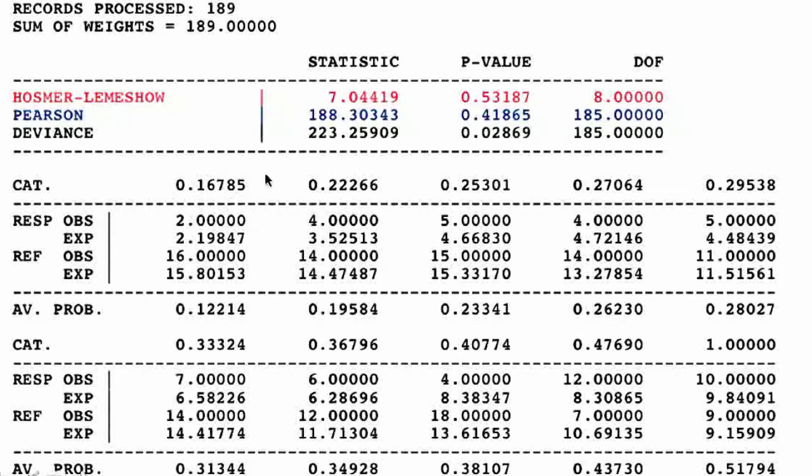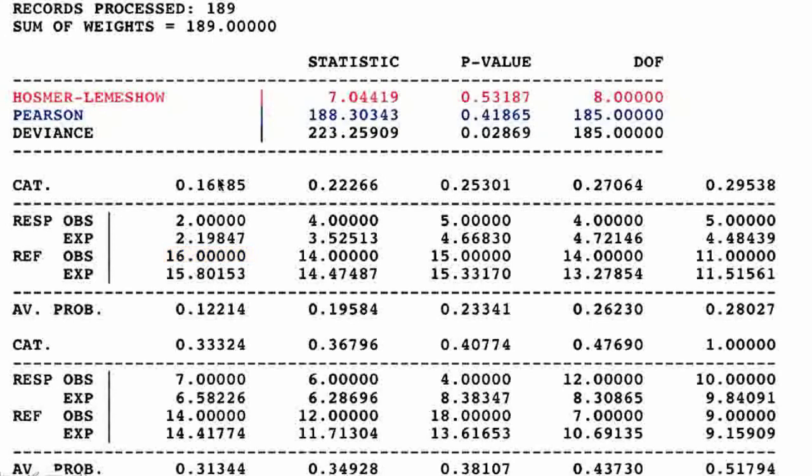And so you can see here, this table is telling us that the first decile is created of all individuals whose probability of having a low birth weight baby is between 0 and 16.785%. And in that first decile of risk, there are 2 people who had a low birth weight baby, that's the observed number, and there are 16 people who did not have a low birth weight baby.